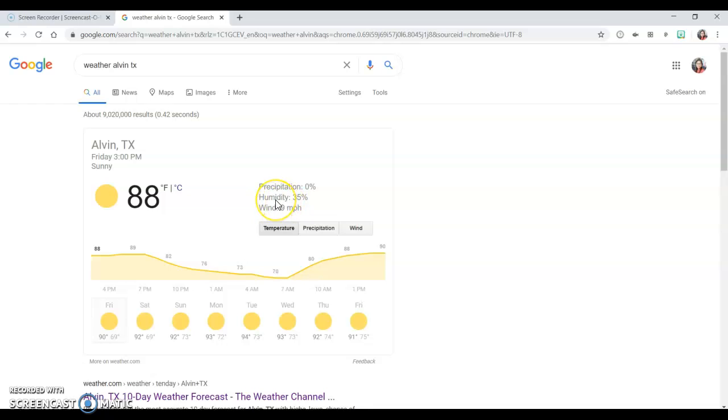Humidity is how much water vapor is in the air. And right now it's 35%, pretty low in Texas. Wind speed is 9 miles per hour.